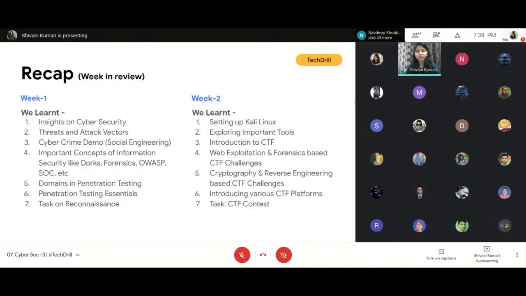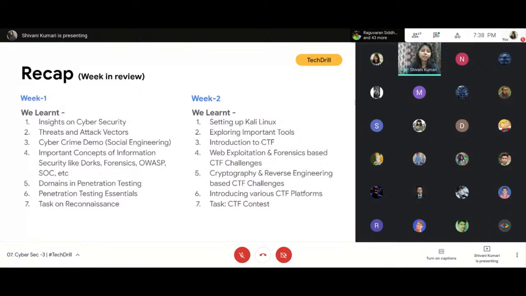Then we explored important tools. We discussed various tools like Burp Suite, Nessus, online description tools, etc. And then we had an introduction to CTF, and we just had a discussion regarding it in an earlier slide.